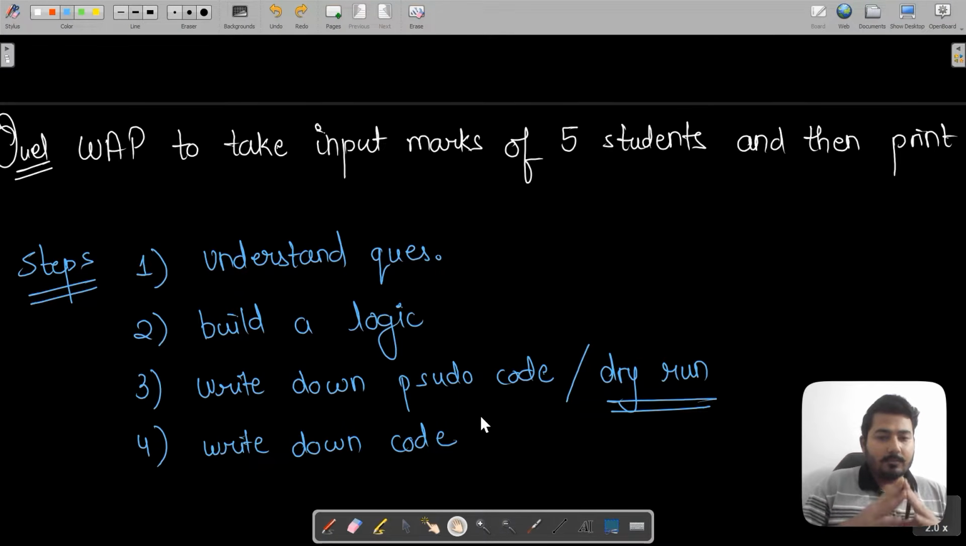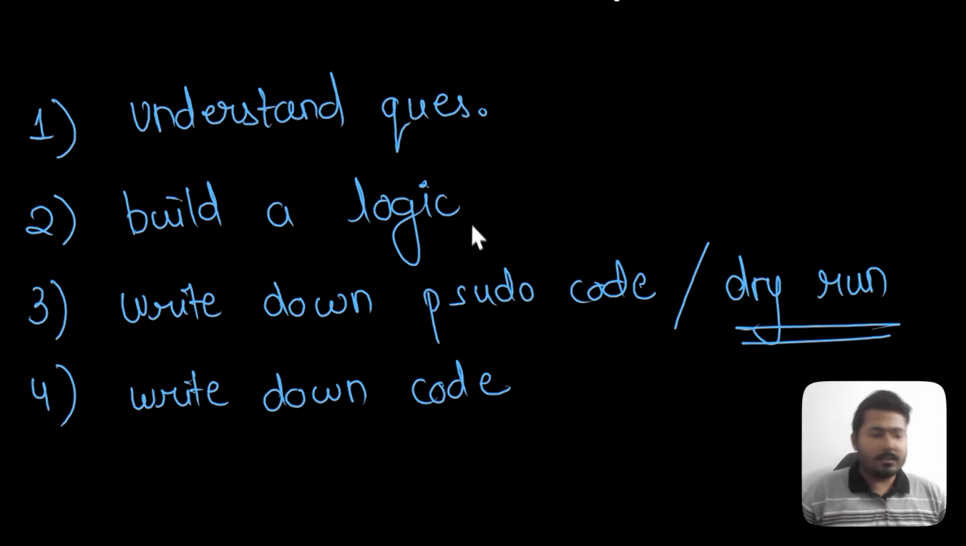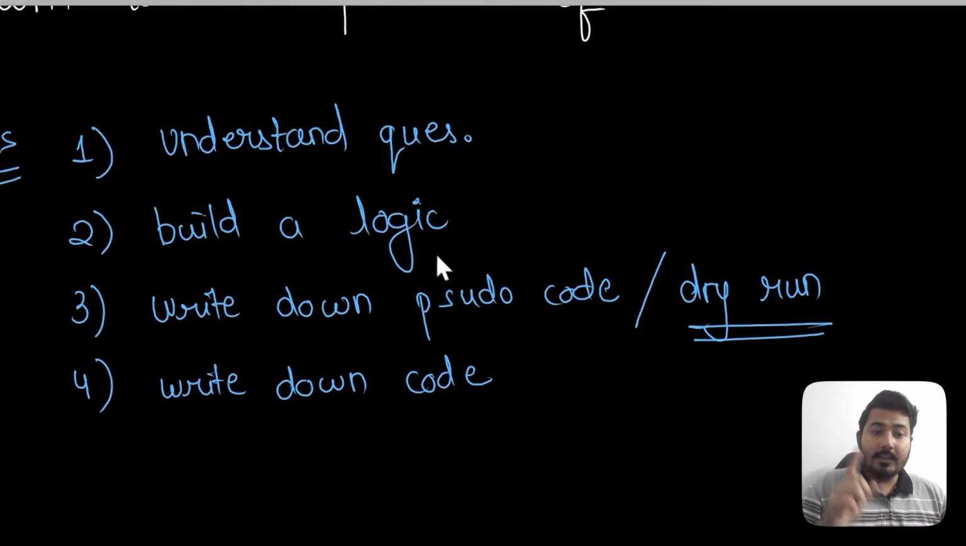We have to input five integer values, five numbers, and then we have to find the average of those numbers. As simple as that. You understood the question? The second step is building the logic. The logic is pretty straightforward here. You just have to apply the formula for finding the average of five numbers. As simple as that. The third step is writing down the pseudocode.